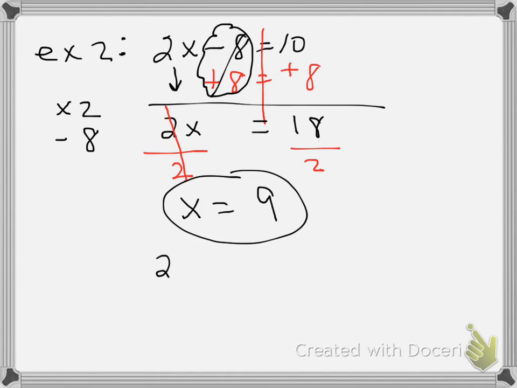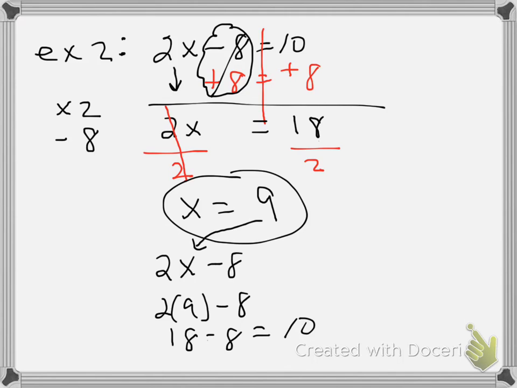Again, you could check it by saying 2 times x minus 8. You're going to plug the 9 in for the x, so it's 2 times 9, which is 18, minus 8, and you should get 10. And if you look, it's the same 10 that we have up here.